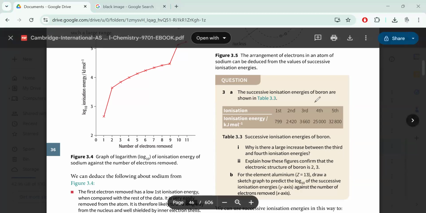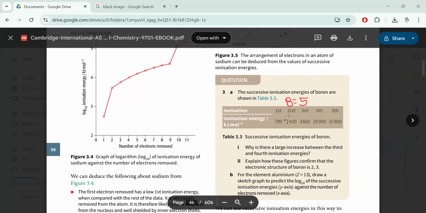So the successive ionization energies of boron are shown in this table. I think boron has 5 electrons, right? I mean, it's the atomic number. Yeah, boron is 5. Just trying to make sure. So the atomic number of boron is 5.